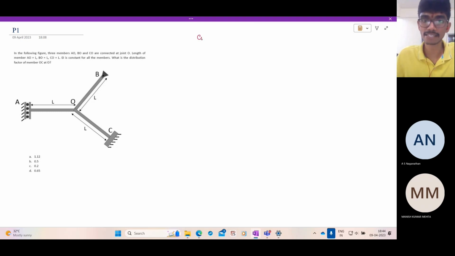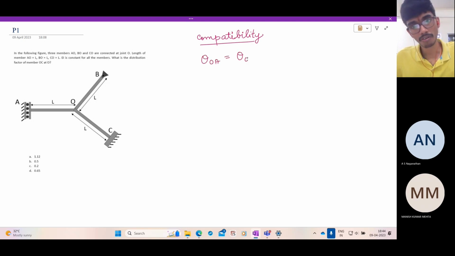What is the compatibility condition here? Can anybody say? Theta OA is equal to theta OB is equal to theta OC, sorry, is equal to theta at O. That's it.